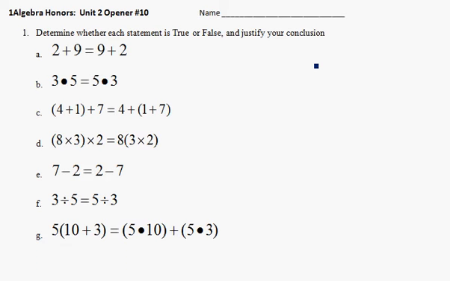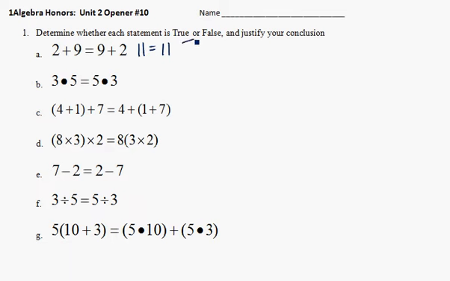Unit 2, opener number 10, asks us to look at a variety of statements and decide whether they're true or false. If a statement's true, let's generalize and come up with a property that's associated with that statement. When I look at part A, I see 2 plus 9 equals 9 plus 2. Let's try it out and see if this is a true statement. 2 plus 9 is 11. 9 plus 2 is also 11. So this is a true statement.